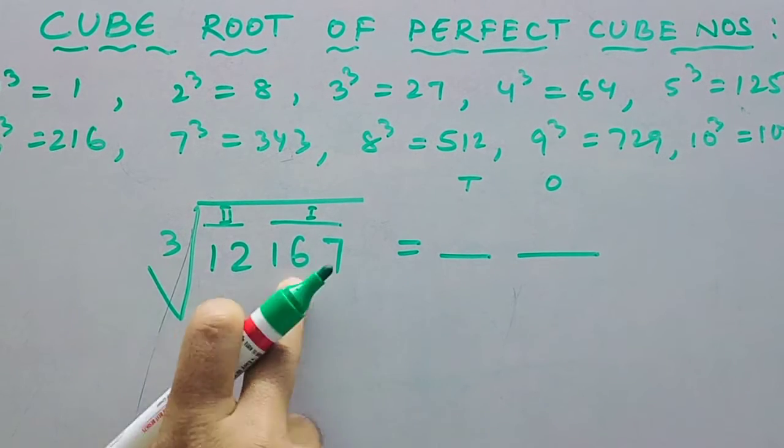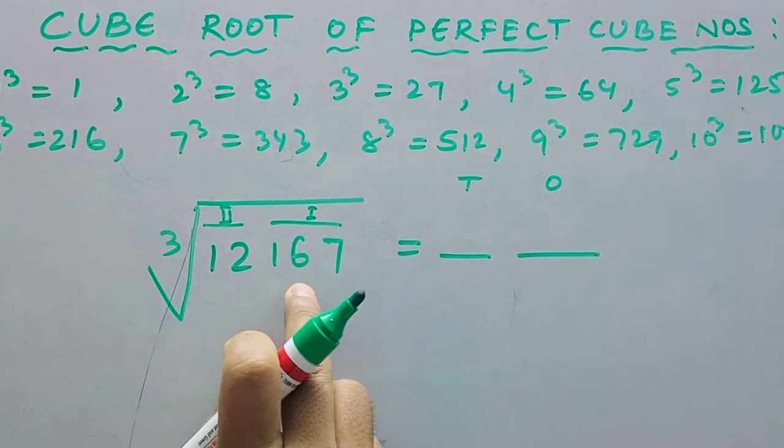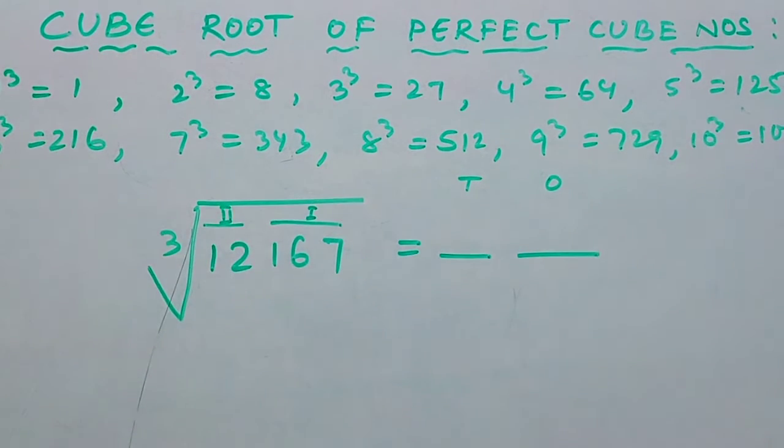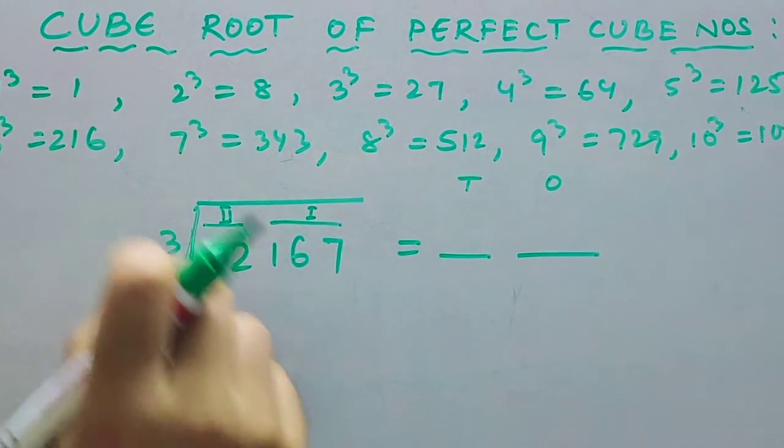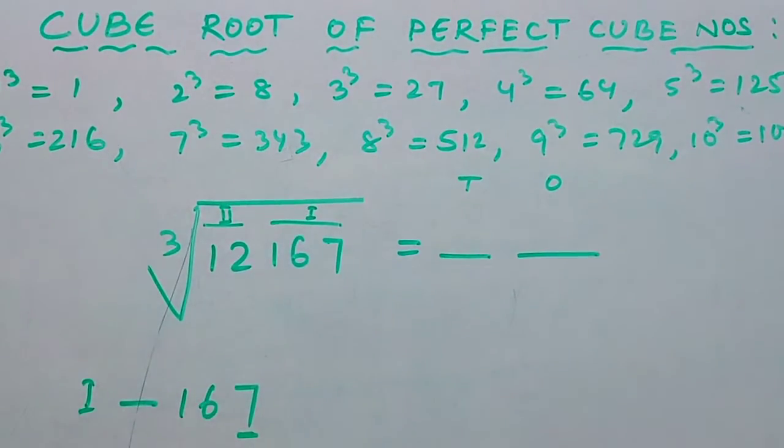Okay, so let us find out the first group now. What digit can be in the ones place? We have to find out. In this first group, 167, what is the last digit? 7. So that means you have to find out which number's cube will give you 7 as the last digit.